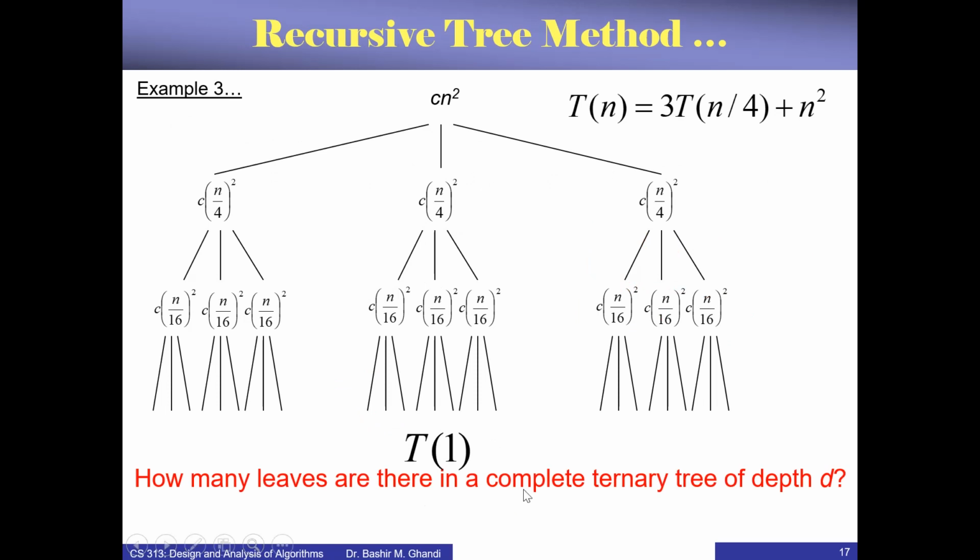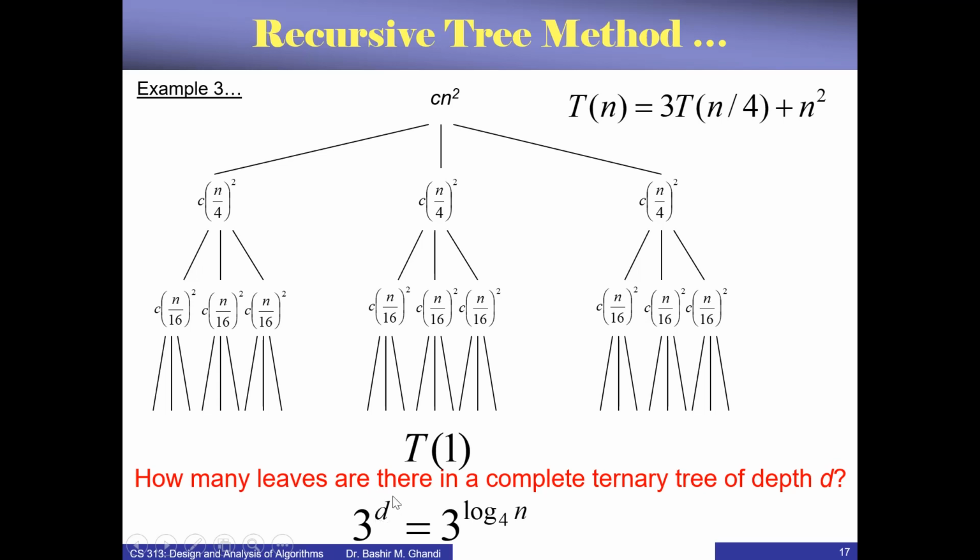How many leaves are there in the complete ternary tree of depth d? Clearly, it's going to be 3 to the power d of them, because as you can see, we have 3 to the power 0, which is 1, in level 0. We have 3 to the power 1 terms in level 1. Okay, 3 to the power 2, which is 9, in the second level. So when we reach d, we're going to have 3 to the power d.